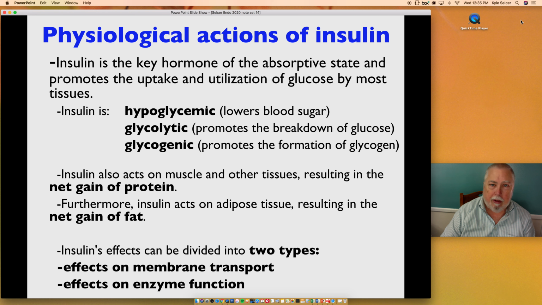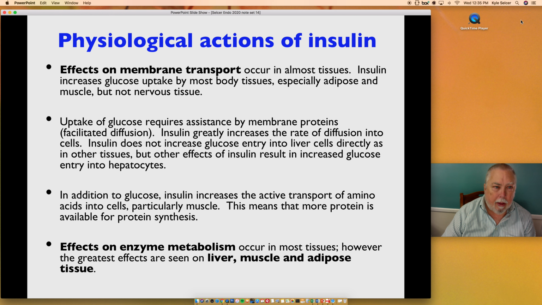Membrane transport is how do we get the glucose into the cell. Glucose doesn't pass into the cell well at all without a transporter. So we need to have insulin create those transporters, get them into the membrane so glucose can enter. And then once it's in, you have to alter a bunch of enzymes so that you can store the glucose as glycogen, store the glucose as protein, store the glucose as fat.